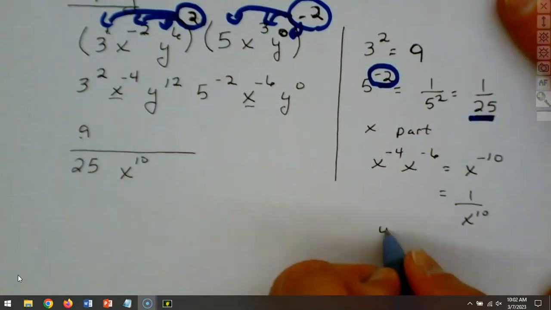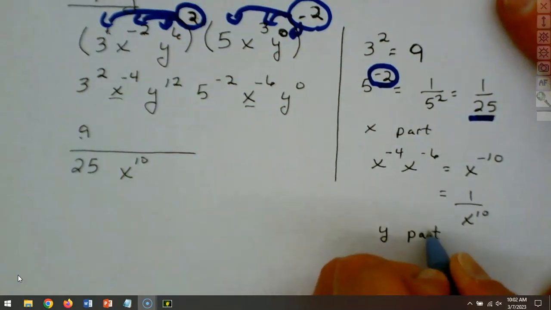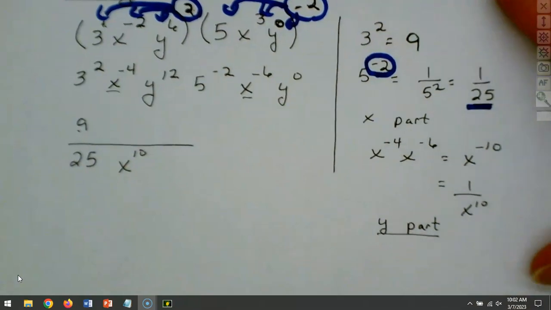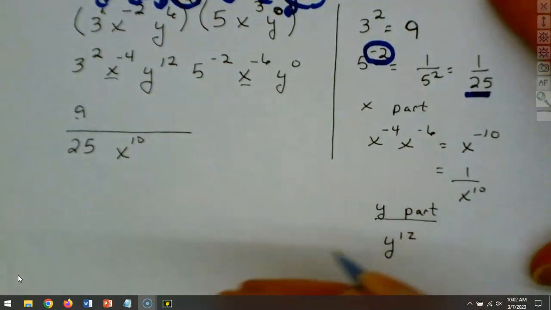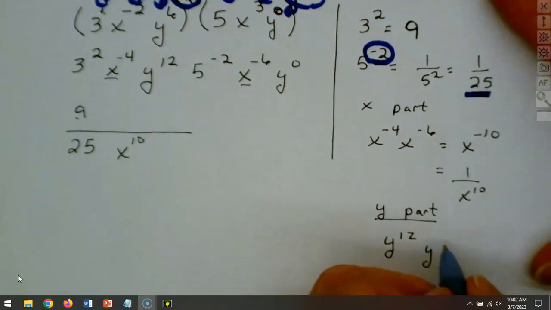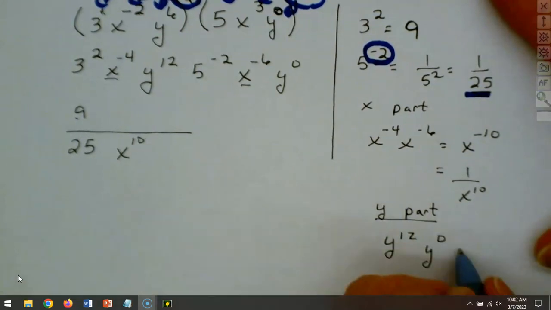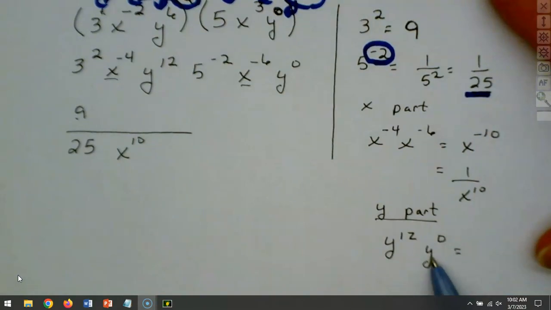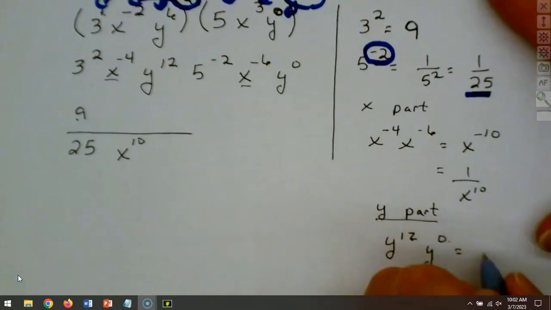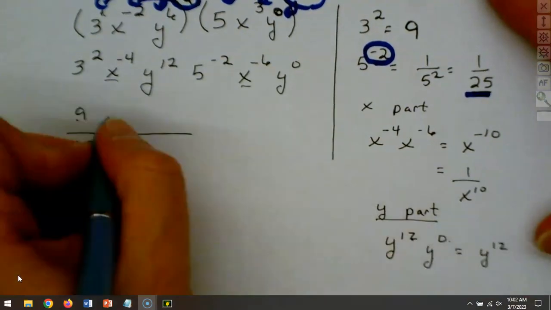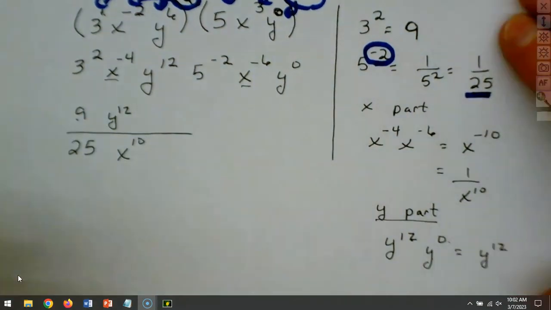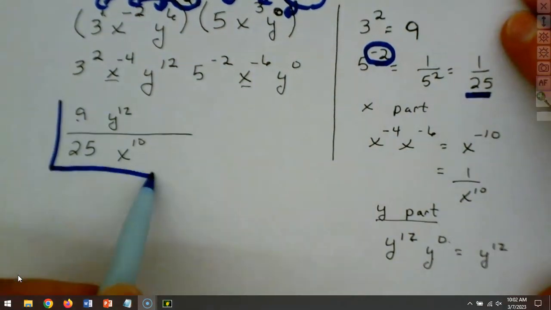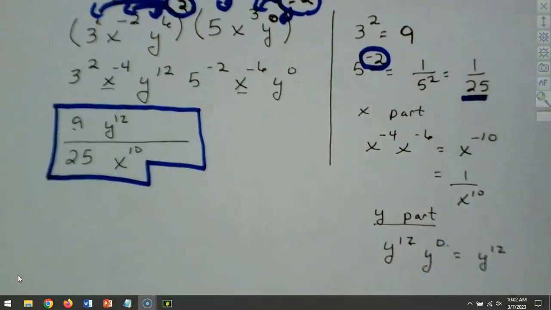Now, what about the y part? We're almost done here. What do we have for the y part? We've got y to the 12th, y to the 0 power. Now, we can either note that this is 1, or we can just put these together, because 12 plus 0 is still y to the 12th. And so that belongs on the top there. Everything has been combined together, and that's as far as we can go.